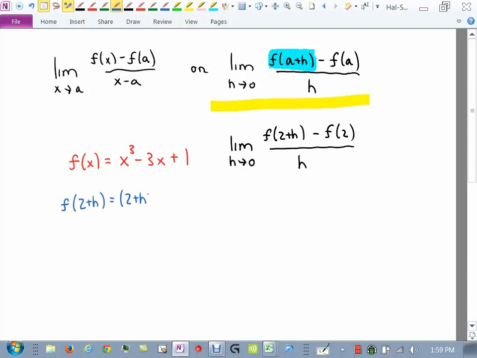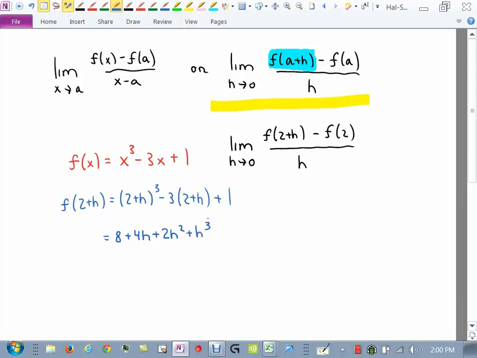So cube that minus 3 times 2 plus h, and then in parentheses plus 1. All right, I'm going to cube this. That means I'm going to have to multiply this times itself 3 times. I'm just going to do that. 8 plus 4h plus 2h squared plus h cubed.